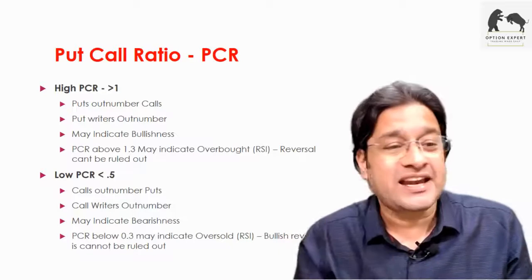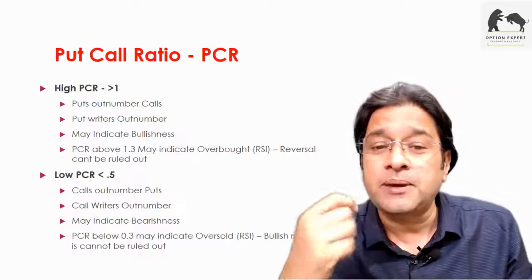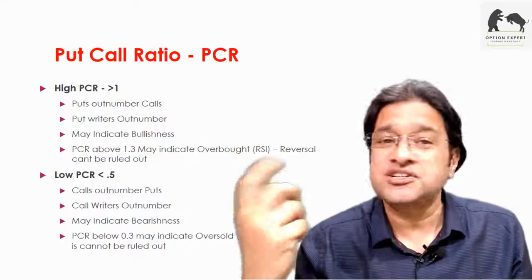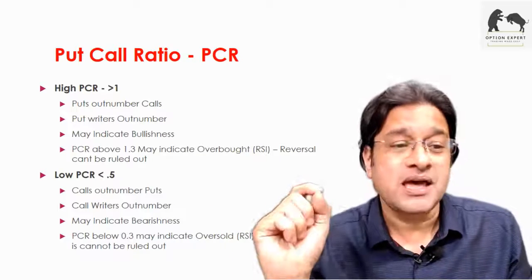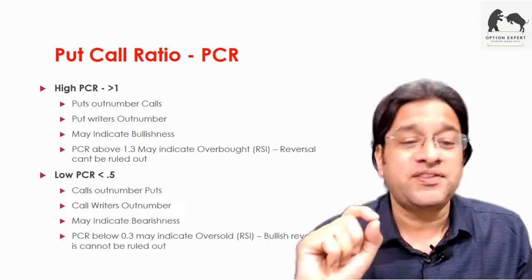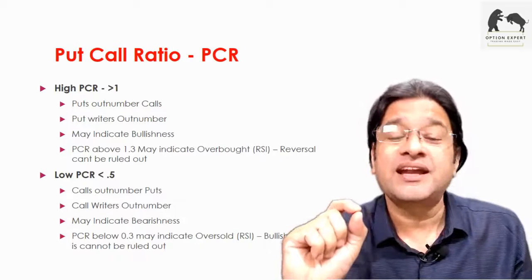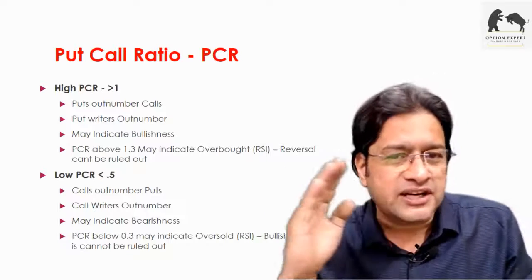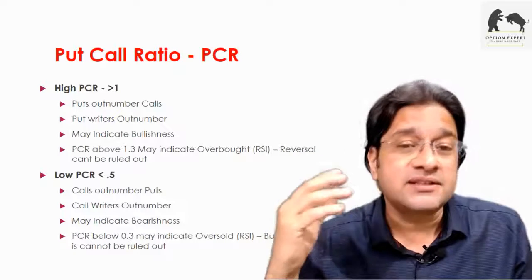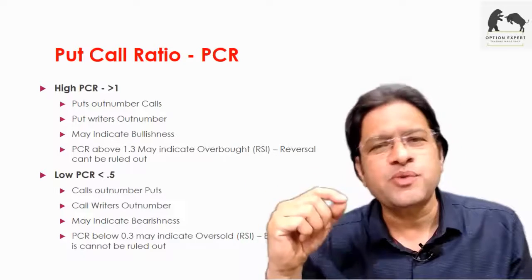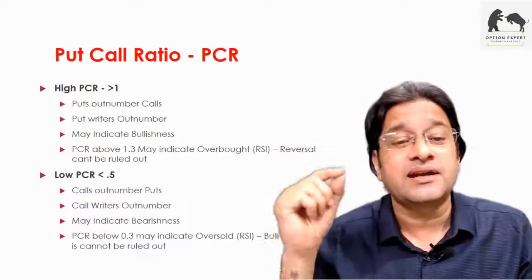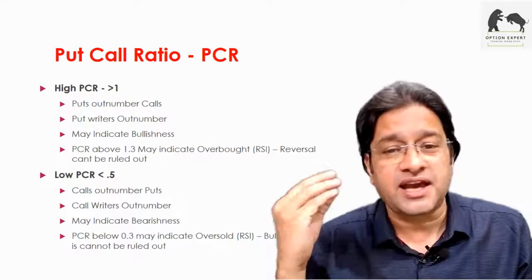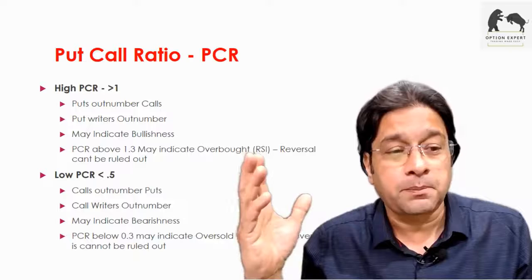Now let's see how exactly it looks. As I was saying, what do you mean by a PCR of more than one? Puts outnumber calls, put writers outnumber, and it may indicate bullishness, but only up to 1.3. Above that it may indicate overbought, and a reversal can't be ruled out. The moment it reaches 1.3, the market can turn overbought, usually about the 70% mark in an RSI chart, and it can remain there. You know that markets can actually remain overbought for a longer period.